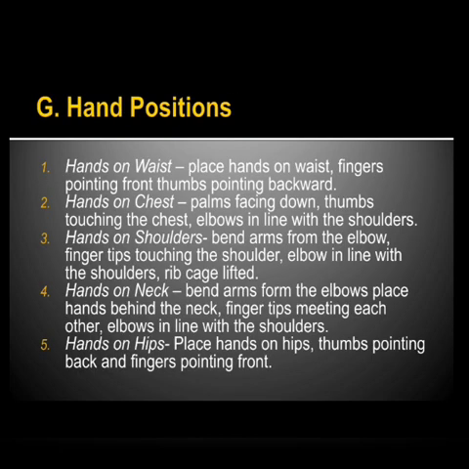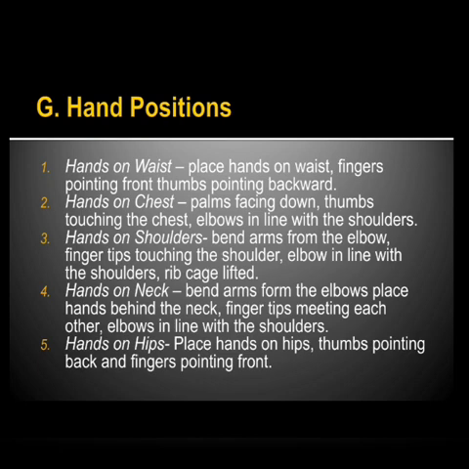Next we have hand position. First we have hands on waist. Place hands on waist, fingers pointing front, thumbs pointing backward. 2. Hands on chest. Palms facing down, thumbs facing the chest, elbows in line with the shoulders. 3. Hands on shoulders. Bend the arms from the elbow, fingertips touching the shoulders, elbows in line with the shoulders, rib cage lifted.